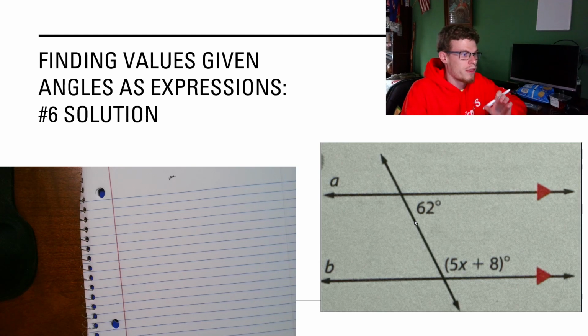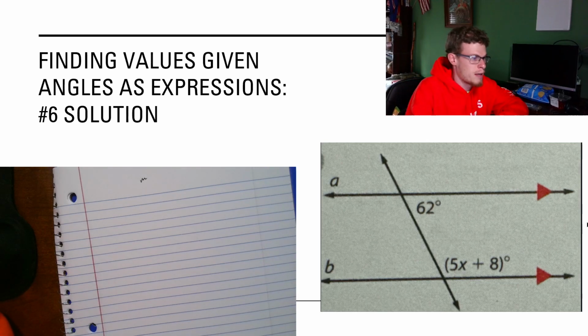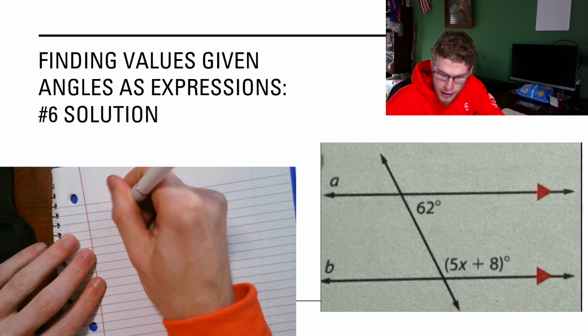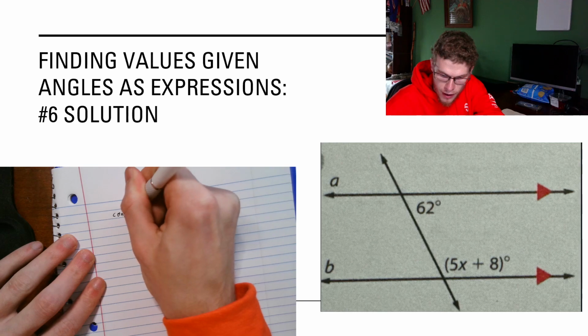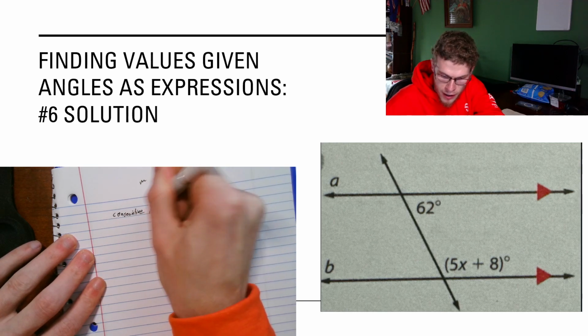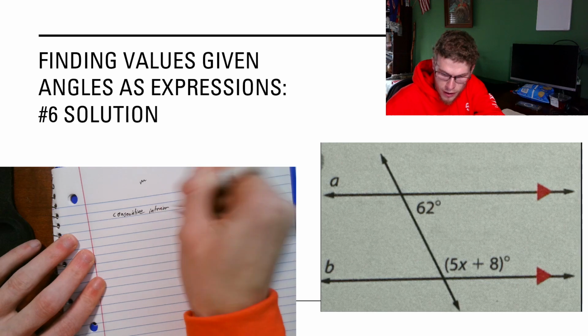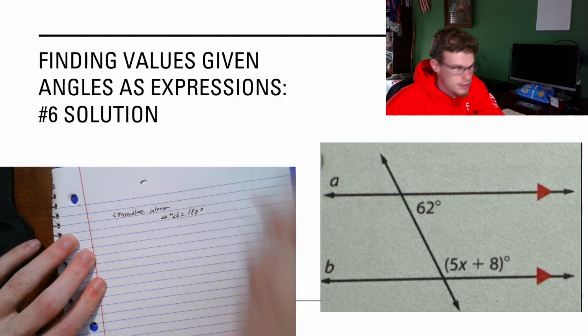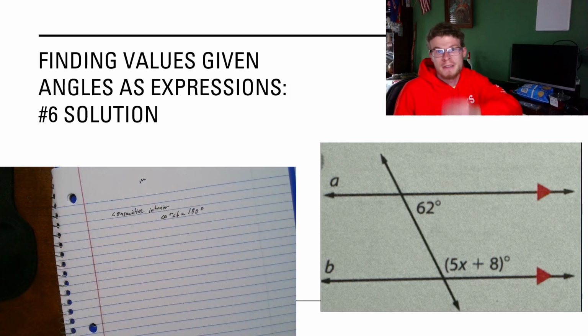One thing to first notice is to identify what relationship these angles are in. The first one here is right next to this one. They're on the interior on the same side of the transversal. So we know that these are consecutive interior angles, which means the sum of the angles equals 180 degrees. So you can use that as your example.